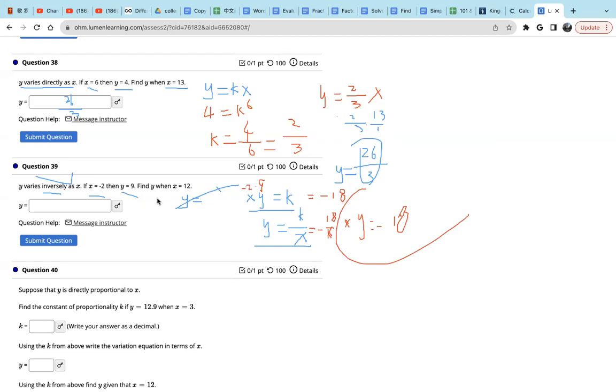Now the question is, if x equals 12, what is y? If x is 12, we just substitute 12 for x. So y equals -18 divided by 12. We see it can be simplified by 6. So 3 times 6 is 18, and 2 times 6 is 12. So we get -3 over 2. So the answer should be -3 over 2 here.